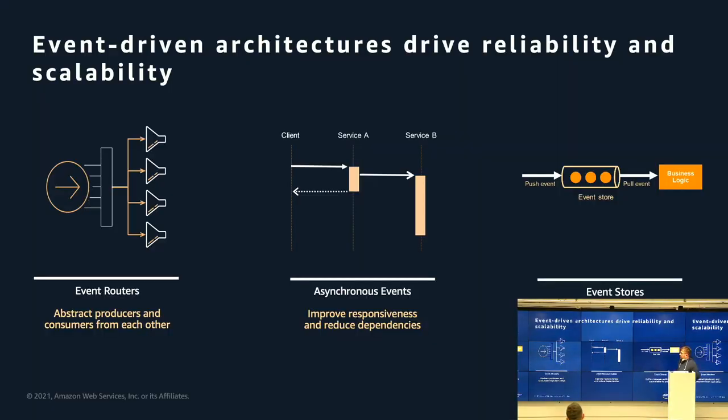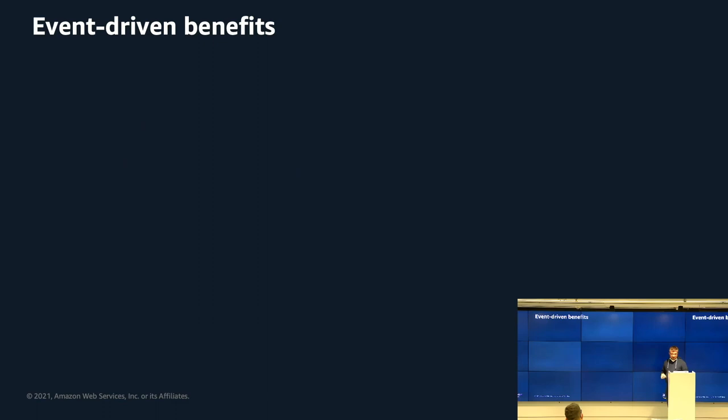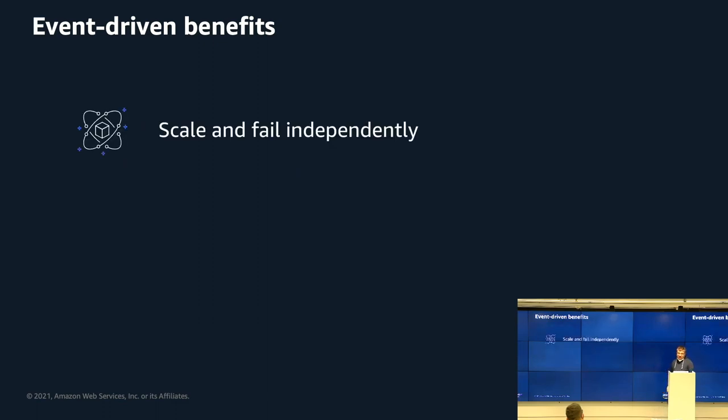Okay, so now we come to the conclusion. Basically, when we talk about event-driven architectures, we are talking about three very important tools, right? The event routers, which allow you to abstract producers and consumers from each other. Our events should be asynchronous. And event stores to buffer messages, preserving them until services are able to process them. So those are important things. And as for benefits, as usual, it's scale and fail independently, so event-driven architectures allow you to do that.